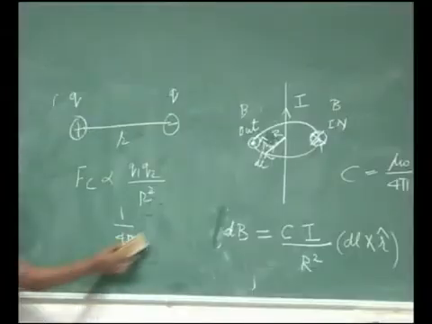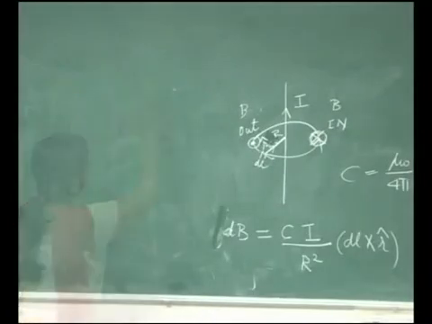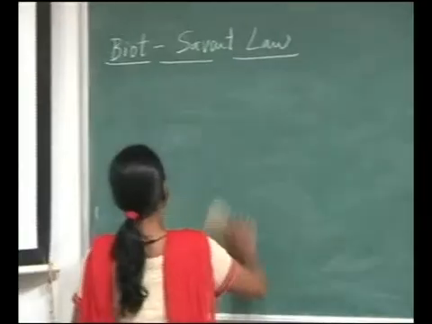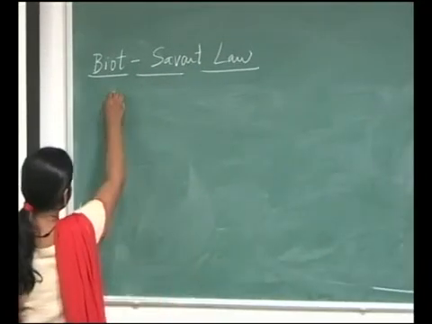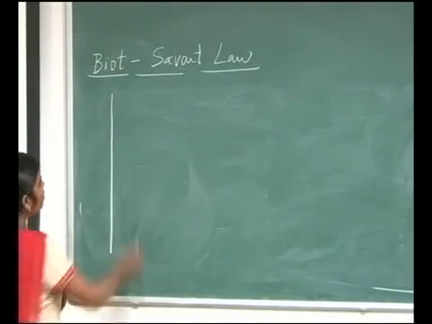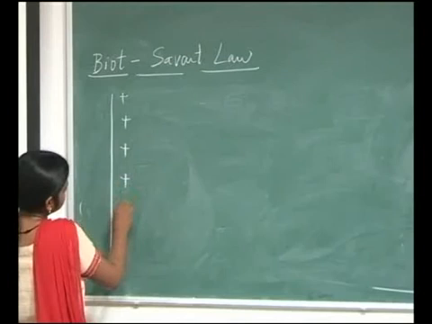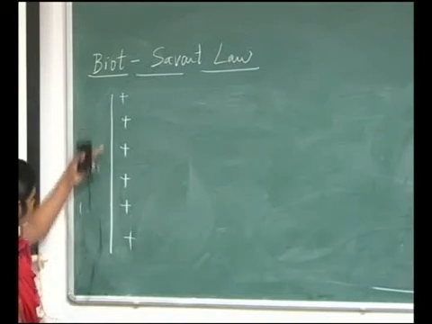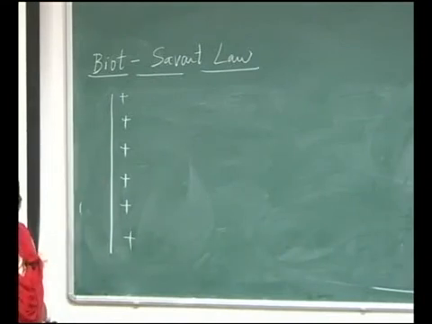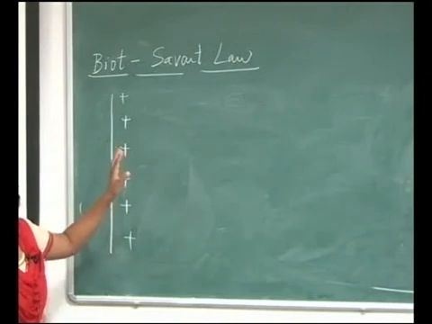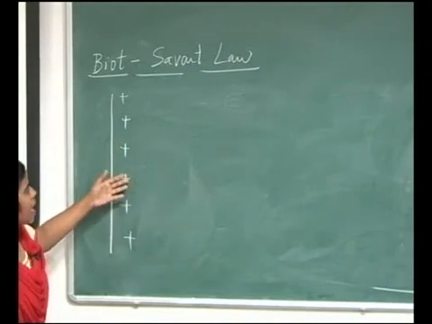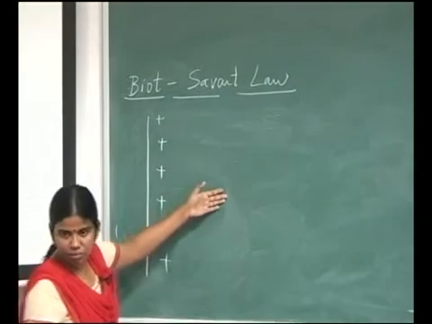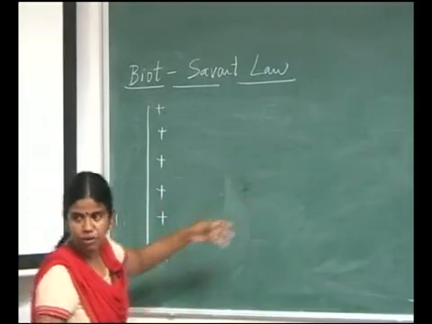So, we all know this. Now, suppose I have a wire which is positively charged. I have a conductor which is positively charged, and it will give rise to some electric field. As I move away from this wire, I will see that the electric field reduces.